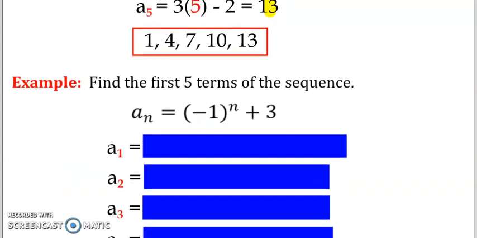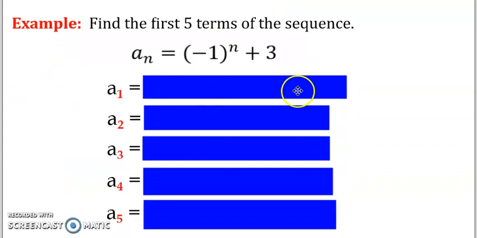Second one, I want the first 5 terms of the sequence. So I'm going to be plugging in my index numbers, these little subscripts. I'm going to refer to those as the index values. So I'm going to be plugging those in for n.